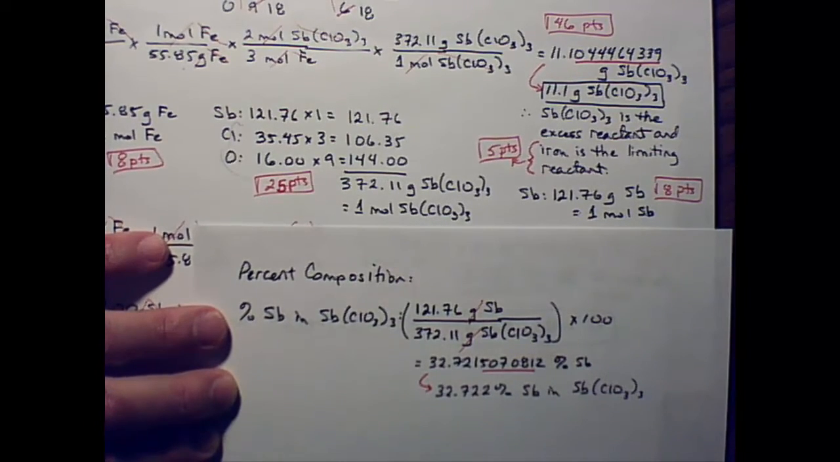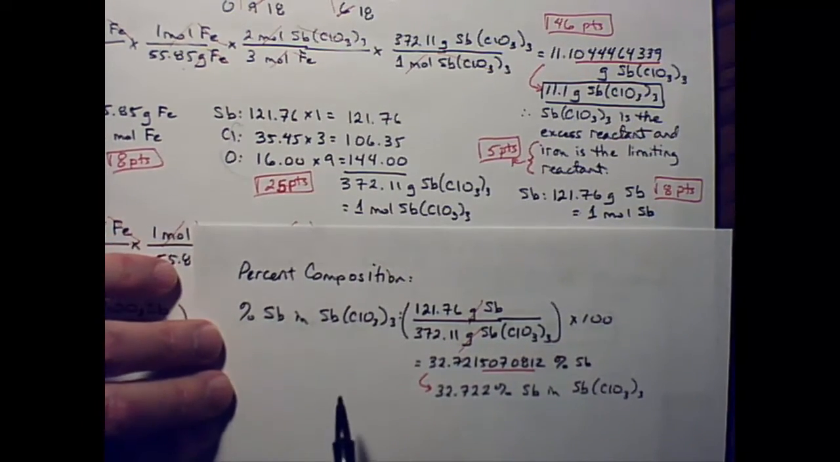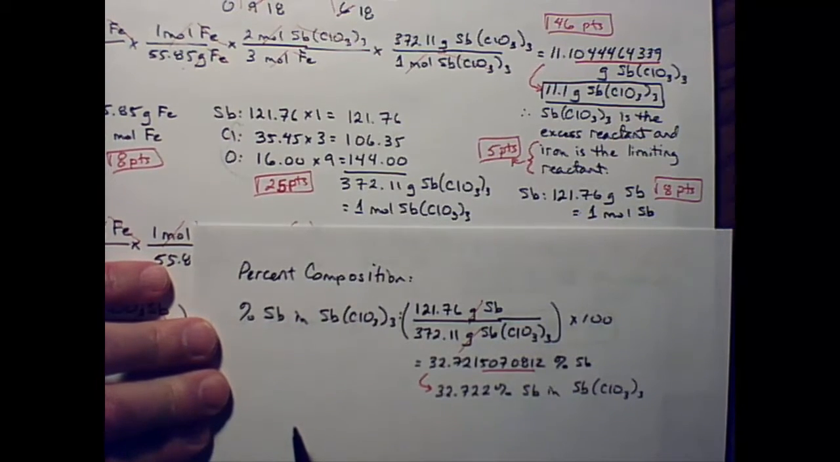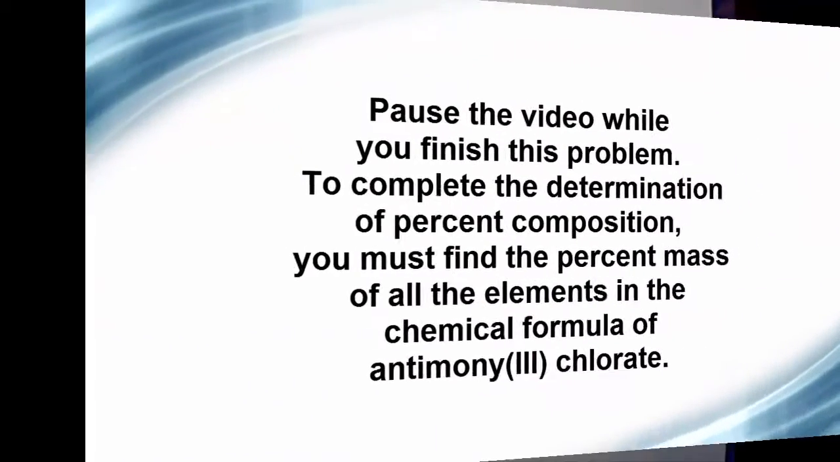And that's the percent composition for the antimony. We've got to do the same thing for the other 2 species. That make sense? You guys can do that, right? All right, so finish the problem.